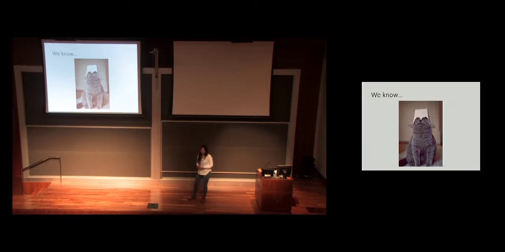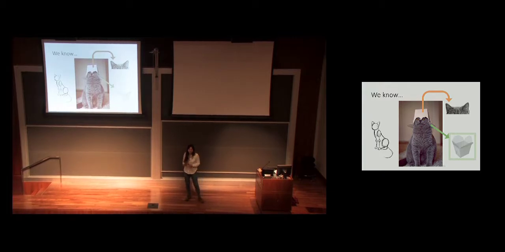First of all, we know that it's a cat, but we also know that it's a cat that is in a sitting position. The pose is like so. We know that because this is a cat, there's ears underneath this box. We know that this box is a Chinese takeout box, and the color of this box is all white.